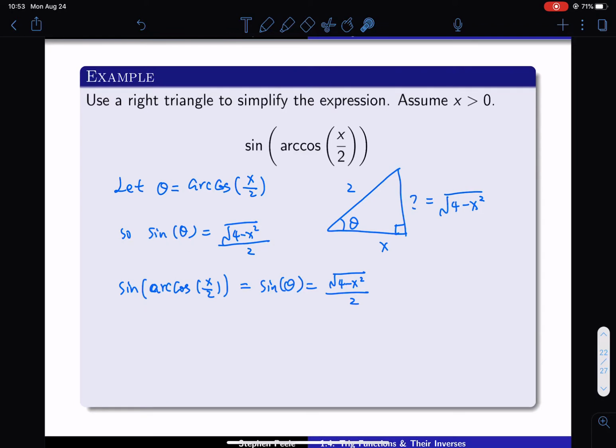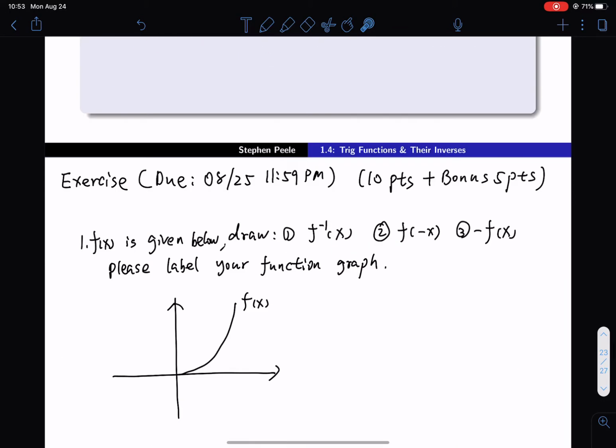Then we are done. So even though we don't know the specific number of theta, we know all the 3 numbers, this one and that one. So we can get the sine of theta, cosine of theta, tangent of theta directly.